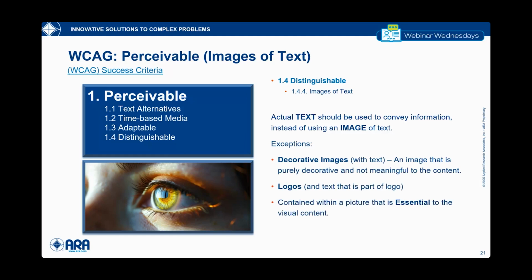There are a few exceptions that are allowable as an image of text. If the image is purely decorative and it's not meaningful to the content, then there's no need to recreate it as actual text. If the text is part of a logo, then that's acceptable as part of the image without being recreated as actual text. And if the text is contained within a picture that is essential to the visual content, for example, if the text is part of an infographic or part of a flow chart where the background shape is significant to the meaning, then that's okay to have the text as part of the image.